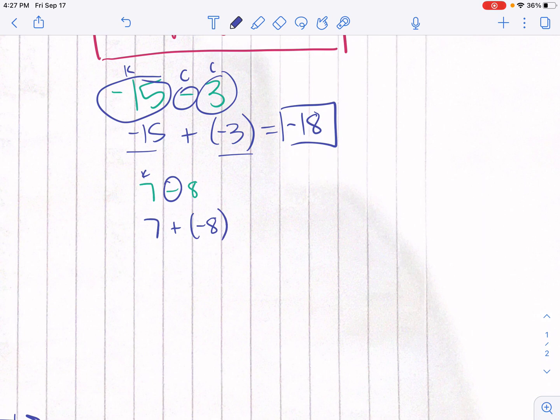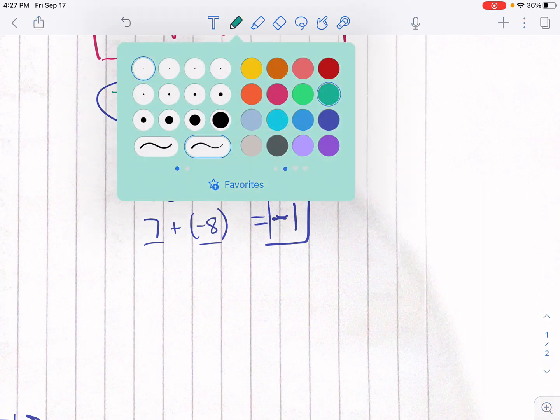All right, now I'm adding with different signs. I have positive 7, negative 8. So I'm going to keep the sign of the one with the bigger absolute value, which is 8, so my answer is negative. And then I'm finding the difference between the two, which is 1. So my answer is -1. Let's do one more example just for fun.